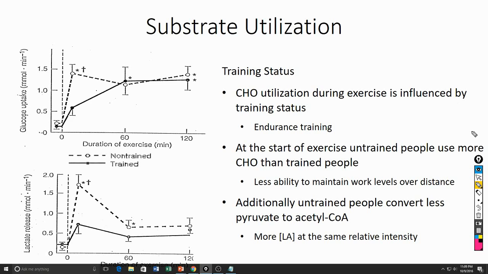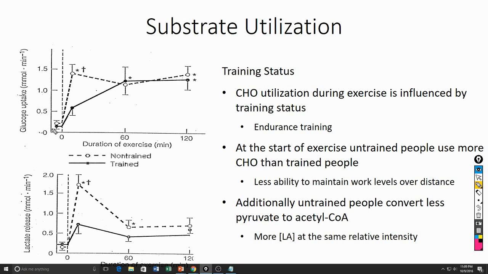So if we look here, we've got a couple graphs, and in both of these, the x-axis is duration of work. On our bottom one here, we have lactate release. This is an indicator of how much pyruvate is going toward lactic acid versus aerobic metabolism. Up here we have glucose uptake. Duration of work is 2 hours in both cases. Our trained people are the solid line, and the dotted line is our untrained, or non-trained, people.